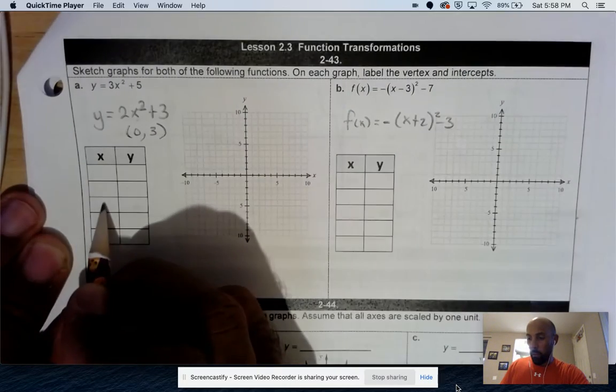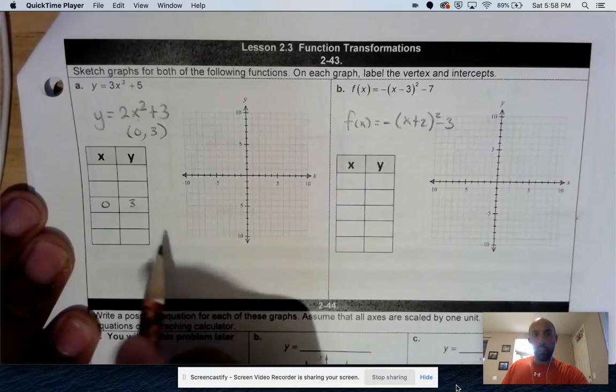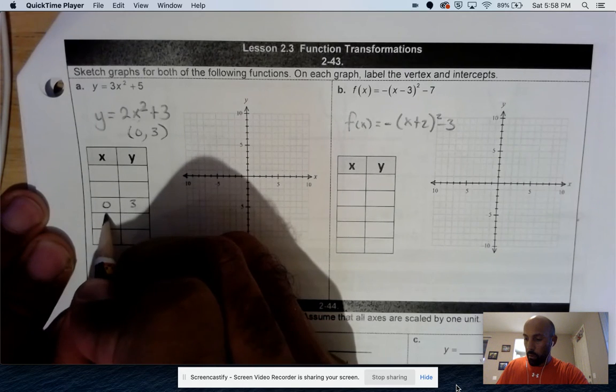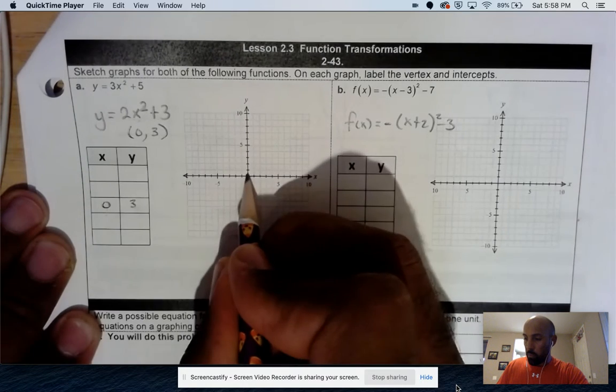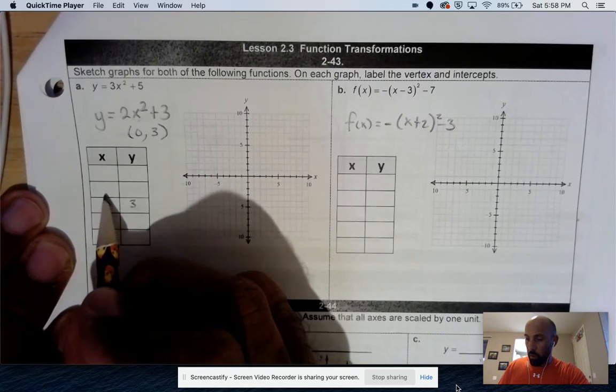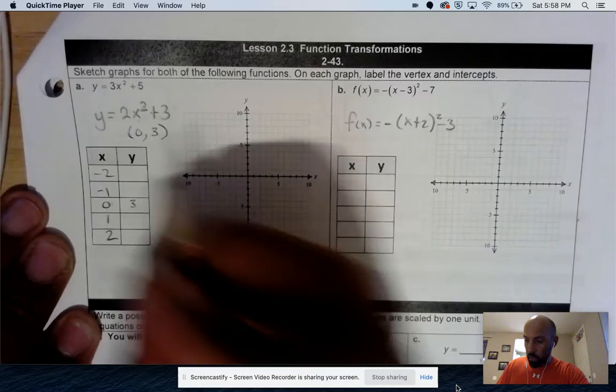So I'm actually going to put that right in the middle of the table so that I can get points that go around it. So to the right of 0, I would have 1 and 2. And the points to the left would be the negative points. So I'll go -1 and -2.